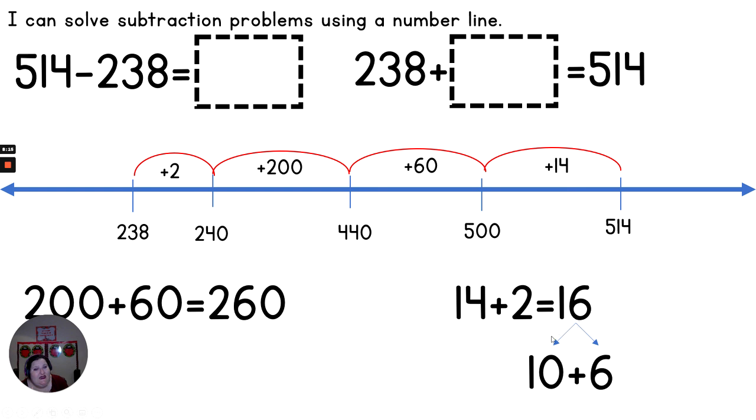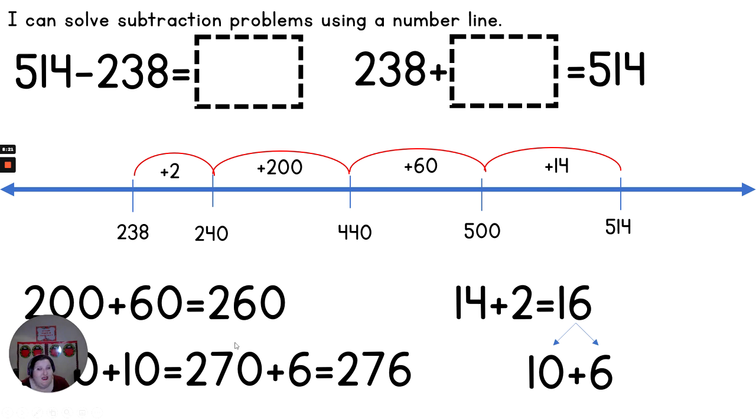I can break the 16 up into 10 and 6. So now I can take that 10 and add it to 260. That will get me to 270, plus add that extra 6 to get to 276. I know that may seem like a lot of steps there, but it allows you to see all the different numbers and how they work together. And again, getting to a near 10 makes the counting a lot faster and easier for you.